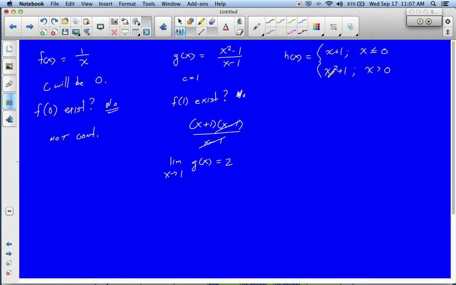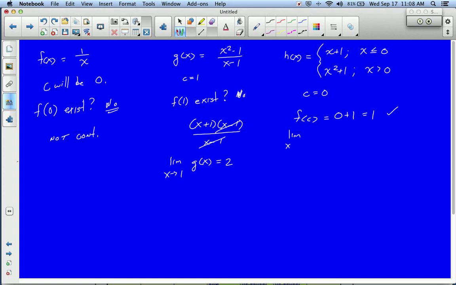X squared plus 1 is a parabola. We all know that. Parabolas are also continuous here, so the issue isn't with x plus 1 or x squared plus 1. The issue is where the two meet at 0. So c will be 0. So does f of c exist? Well, when x is 0, I look up here, less than or equal to, 0 plus 1 equals 1. So criteria number 1, check.